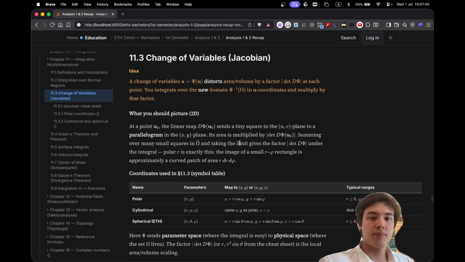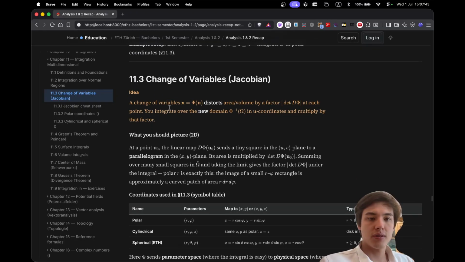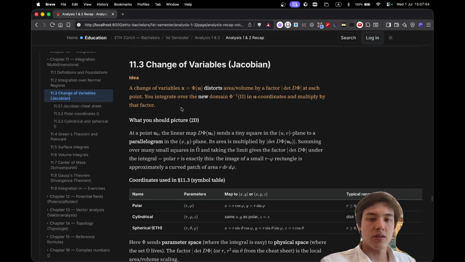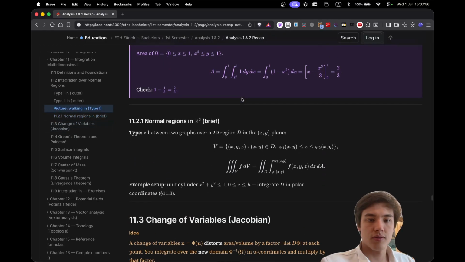Okay, we change variables. It distorts the area or volume by a factor, so we need to multiply by the determinant when we integrate over the new domain.